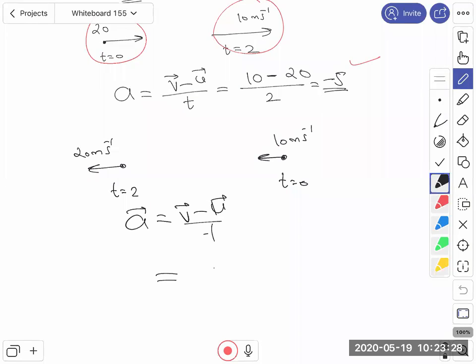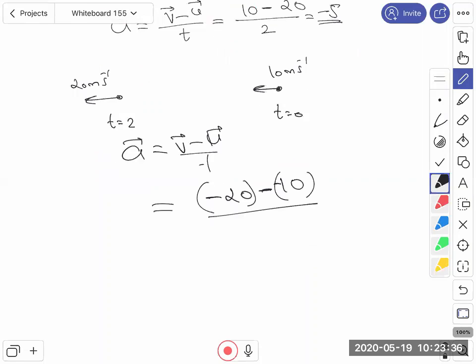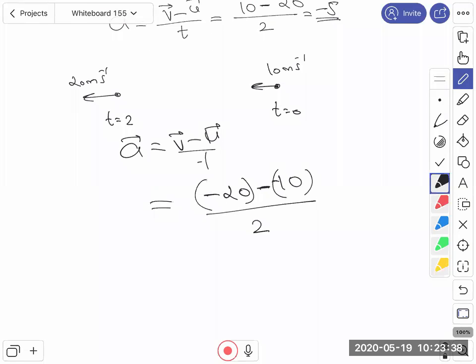So this v vector is minus 20, and u vector is minus 10. Minus 20 minus minus 10, divided by the time taken, we can take it as 2. So it becomes minus 20 plus 10 divided by 2, or you can take it as minus 5 meter per second square, right? So remember, what do you mean by negative acceleration or deceleration?